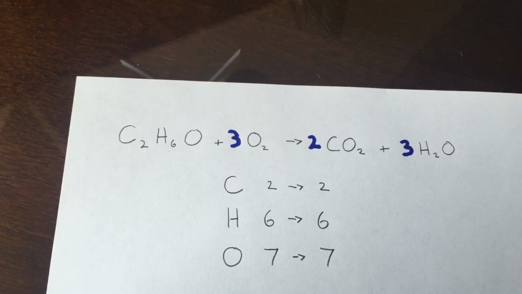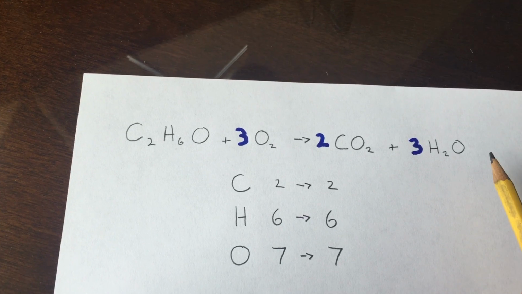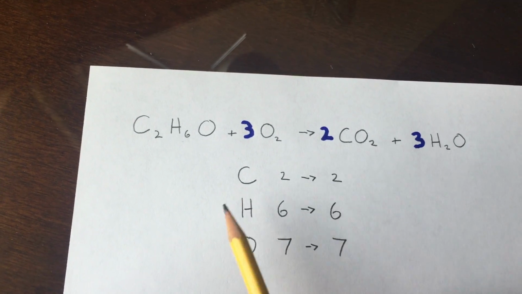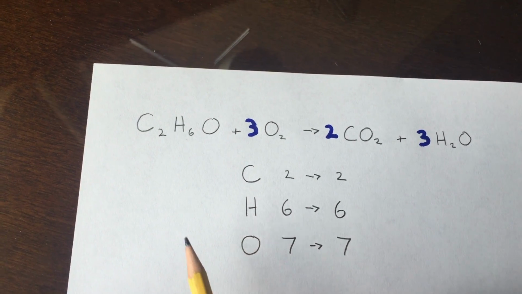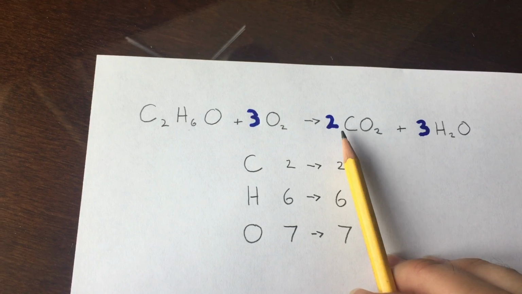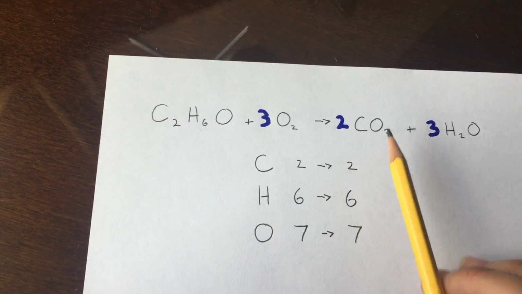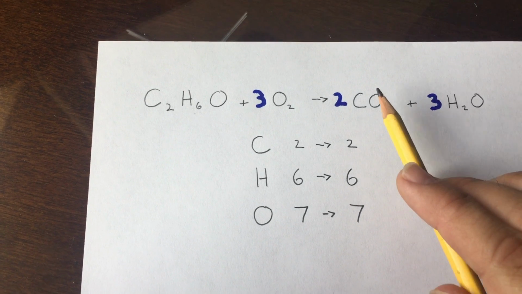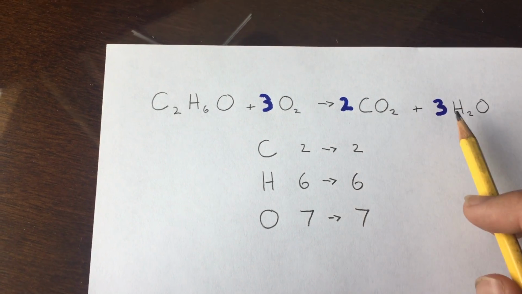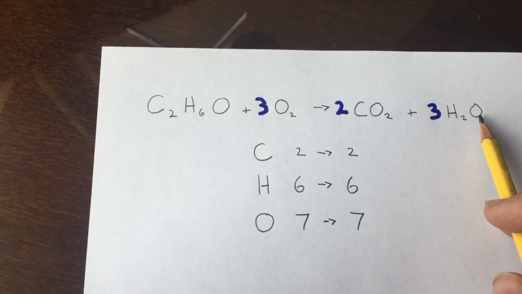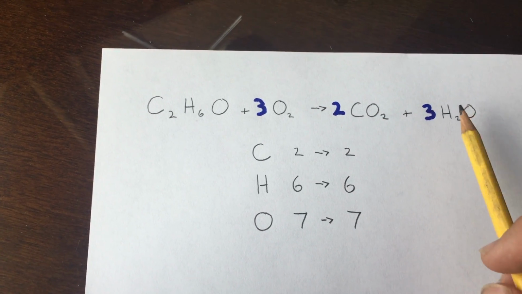Then that 3 though would give me 3 oxygen here, and then I wanted to balance the carbon next, so I had 2 on the left side, so I needed a 2 on the right, and then that left me with 2 times 2, 4 oxygen plus 3 times the imaginary 1, 3, 4, that gives me 7.